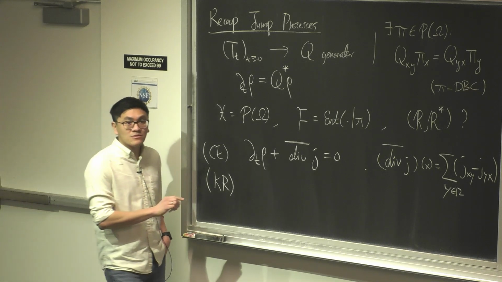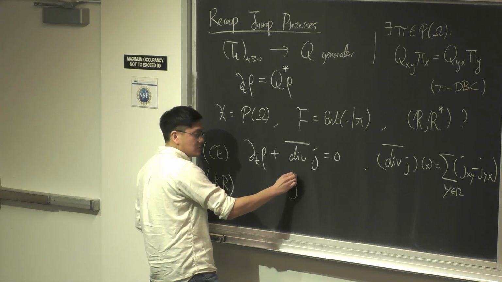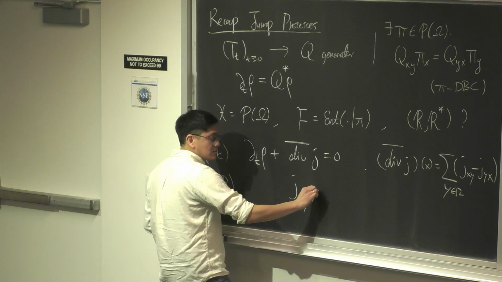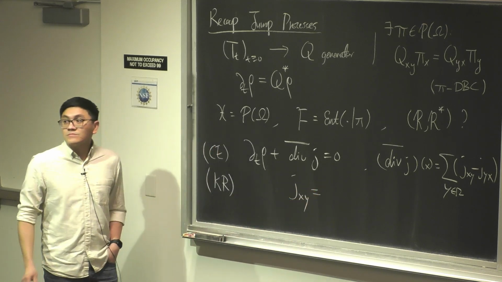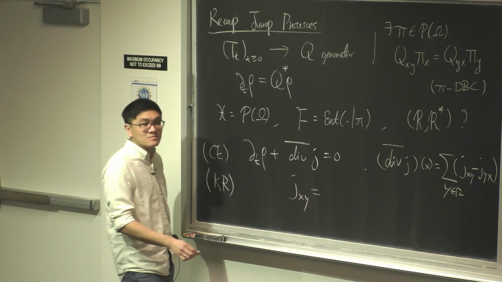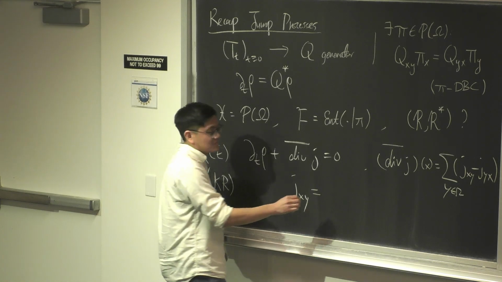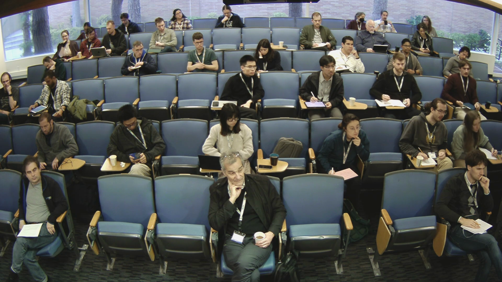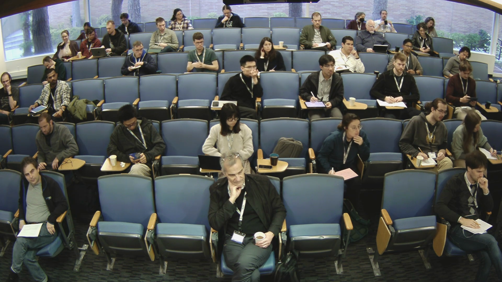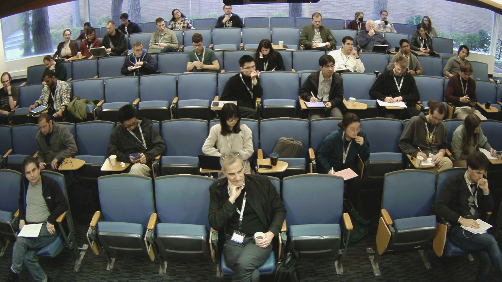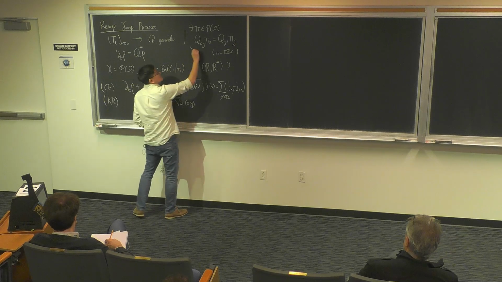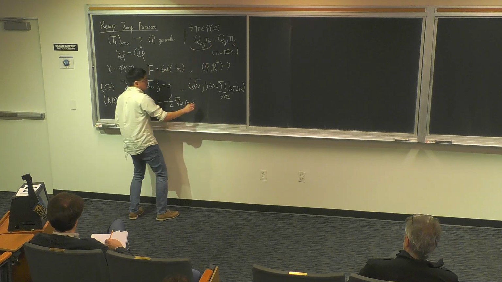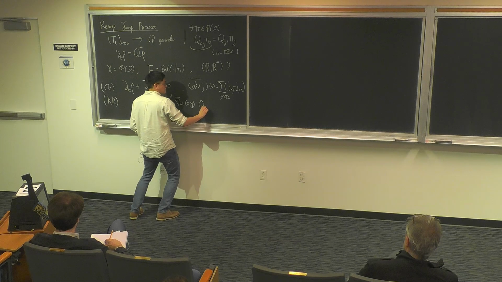Does anyone remember the kinetic relation? So this was a relationship between j(x,y) is equal to delta u. Yeah. And then we had this object, right? So Q(x,y) pi(x).